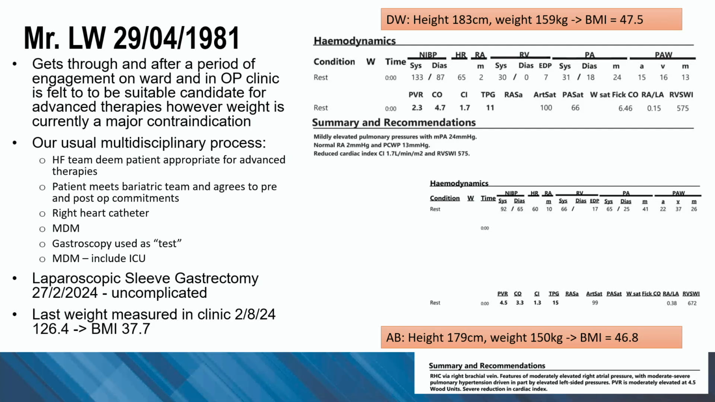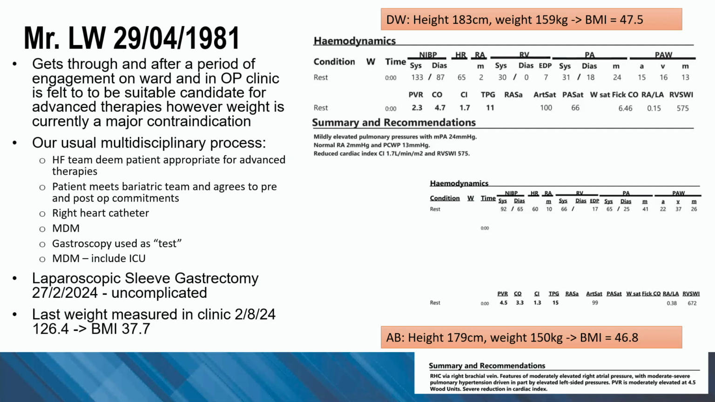And to highlight our usual multidisciplinary process at the Alfred, the first step is really that the heart failure team feel that we can engage with the patient, that we can work with them, and that there'd be a candidate for advanced therapies before we present that to the bariatric team. Then the patient will meet with our bariatric surgeons and the rest of the wider team and agree to all the pre and post-op commitments such as Optifast, etc. Then we do a right heart catheter, and I've got 2 here for your consideration.